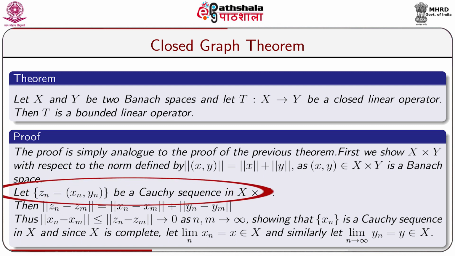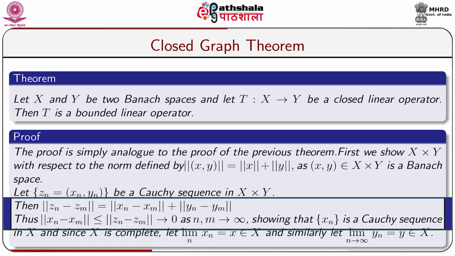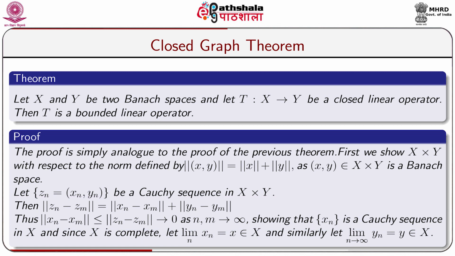Let the sequence Zn, where Zn is equal to the pair (xn, yn), be a Cauchy sequence in X cross Y. Then norm of Zn minus Zm is less or equal to norm of xn minus xm plus norm of yn minus ym, which follows by the triangle inequality and is given by norm axiom 3. Thus norm of xn minus xm is less or equal to norm of Zn minus Zm, and we have assumed that Zn is a Cauchy sequence in X cross Y. So norm of Zn minus Zm tends to 0 as n, m tend to infinity.